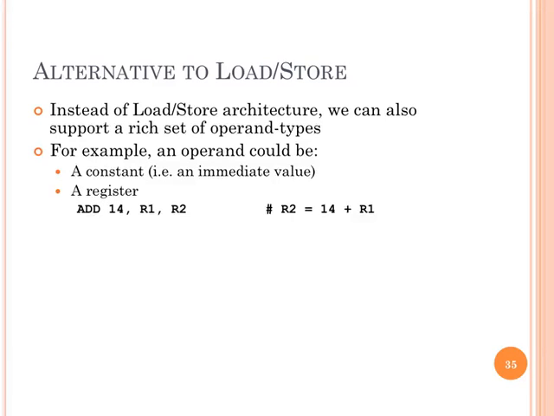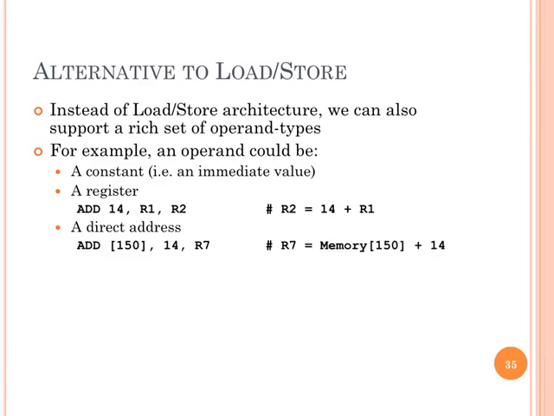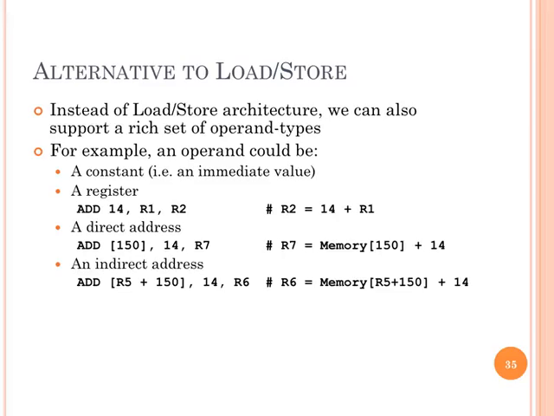Okay? So a constant, a register, so I want to add 14 into R1, actually I should say 14 plus R1 becomes R2. A direct address, so I want to retrieve the value at address 150. I want to add 14 to it and then store that value into R7. You can see that I have three different operand types here. An indirect address, 150 plus R5. I could use this for my array indexing. So that now, the 150 would be the start of the array, and R5 could be my index.